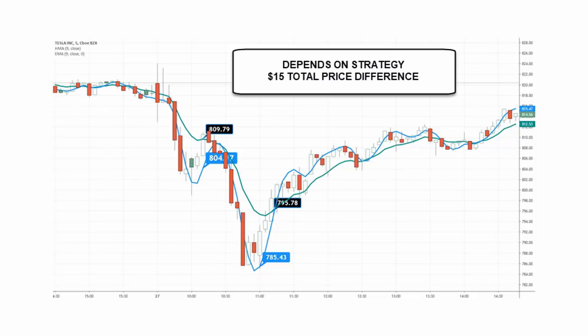So this is a 5-minute intraday stock chart of Tesla. Now, it depends on the trading strategy you're using. The HMA, which is the blue, alerted you with lower price points if you're looking to buy, due to the formula that's being used. You can see over here on the left, 804.17, I think. Meanwhile, the cross was 809.79 on the EMA. And right here in the middle, we had a cross up of the HMA at 785.43 and $10 higher using the EMA if you're looking for long trades.